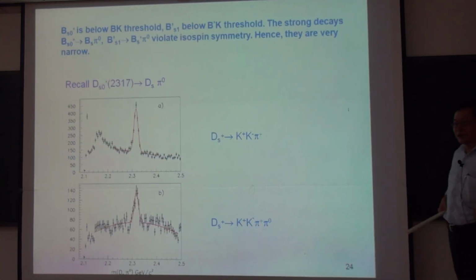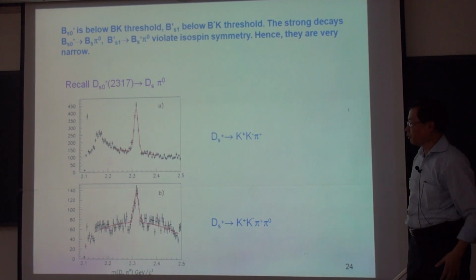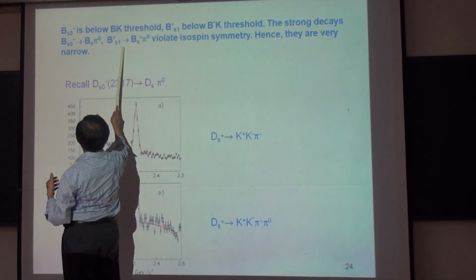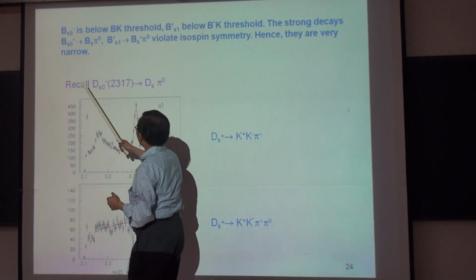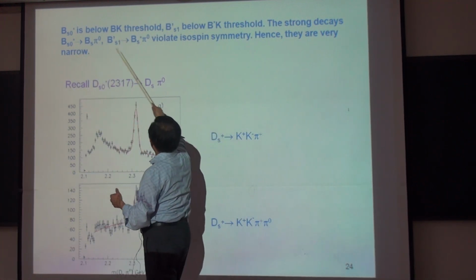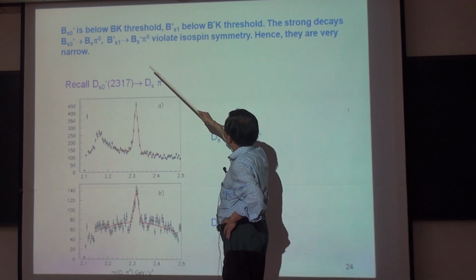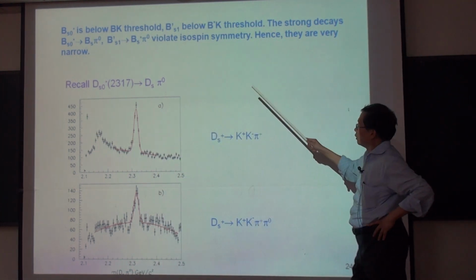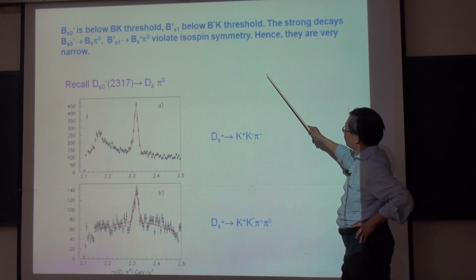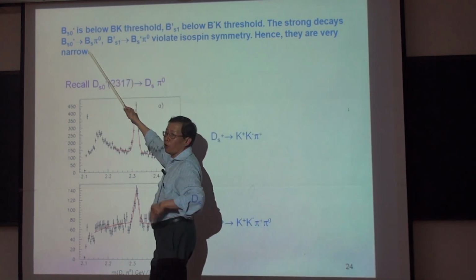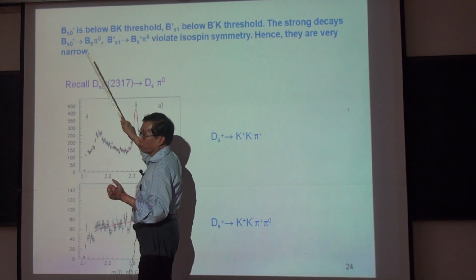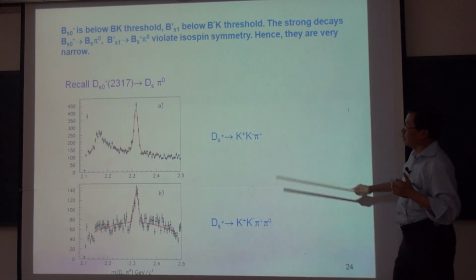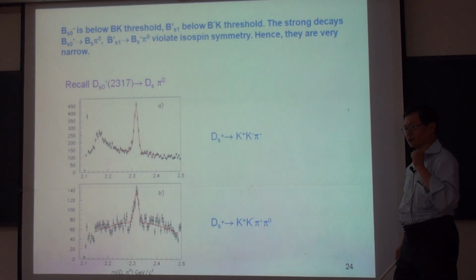Now let me turn to the experimentalists. Why, until today, haven't we seen the Bs0 and the Bs1? Because Bs0 is below the BK threshold. So the only decay you have is Bs to pion, which violates isospin symmetry. And so you expect that Bs0 or BD0 is very narrow.